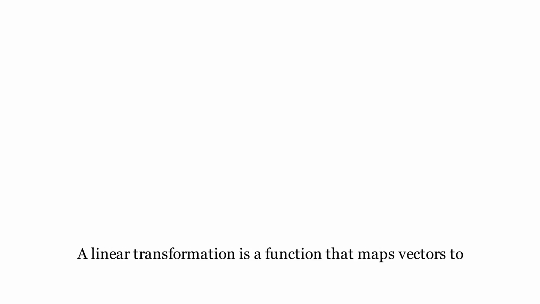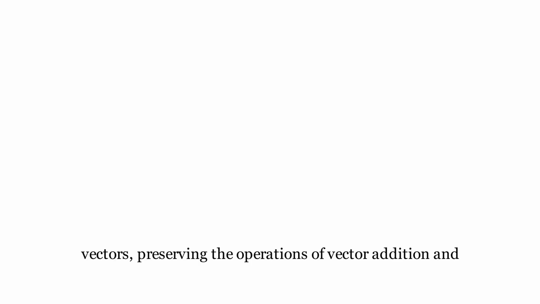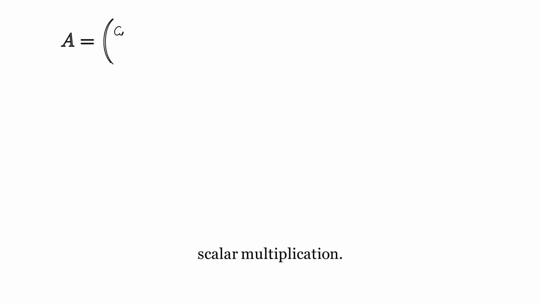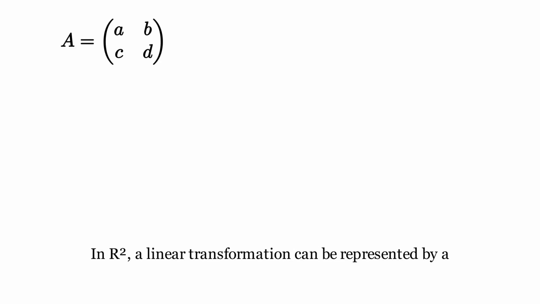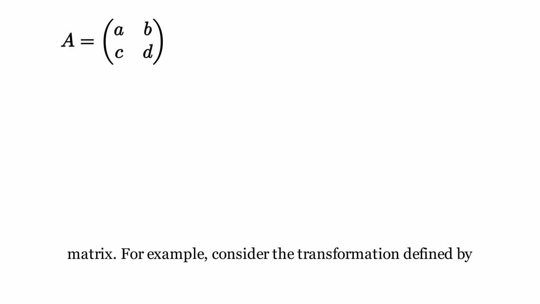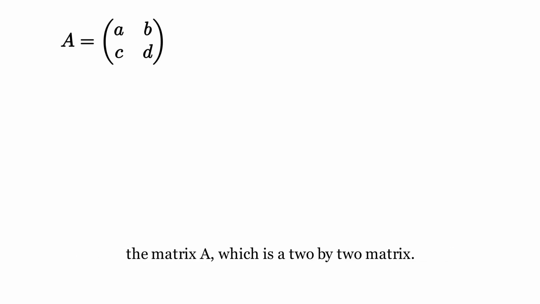A linear transformation is a function that maps vectors to vectors, preserving the operations of vector addition and scalar multiplication. In R², a linear transformation can be represented by a matrix. For example, consider the transformation defined by the matrix A, which is a 2 by 2 matrix.